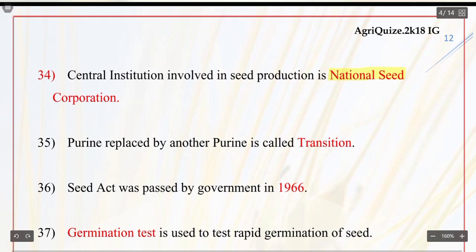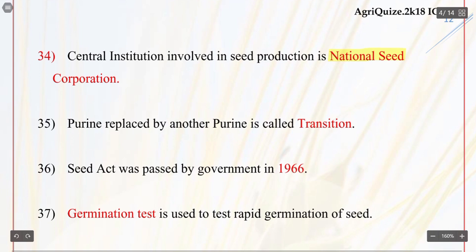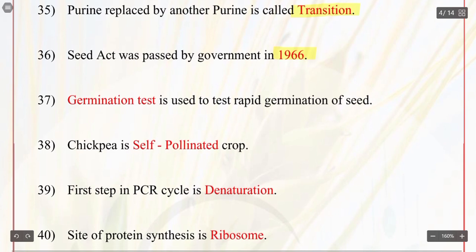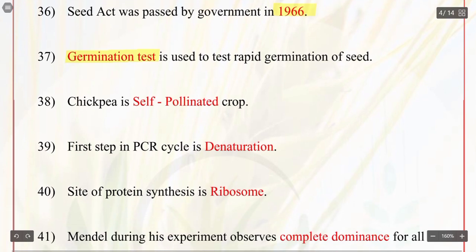Next, purine replaced by another purine is transition. Question number 36. Seed Act was passed by government in 1966. Next, germination test is used to test rapid germination of seed. Next, chickpea is self-pollinated crop.